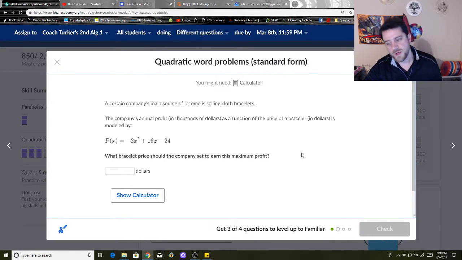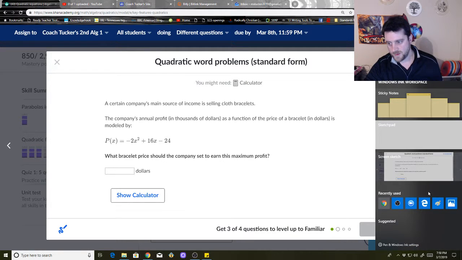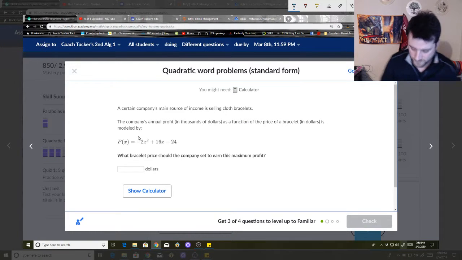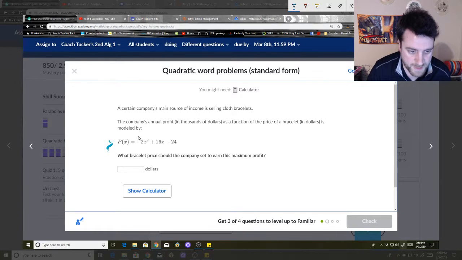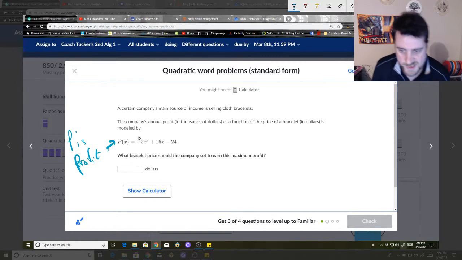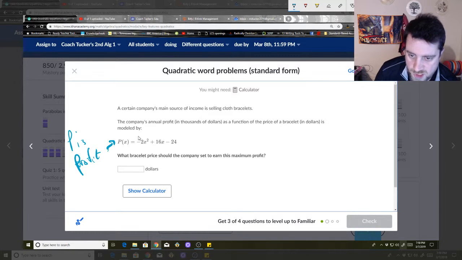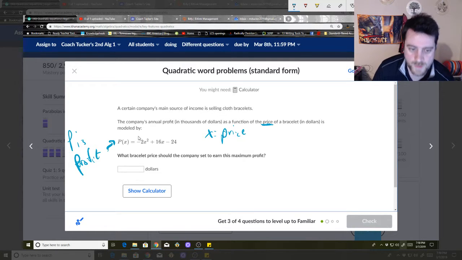So now remember, let's pull up our sketchbook. We're going to have to do a little work here. So P stands for profit, right? We have P here. P is profit. The x stands for, as a function of the price, x is equal to price. Okay, so what should the price be set to earn its maximum profit?